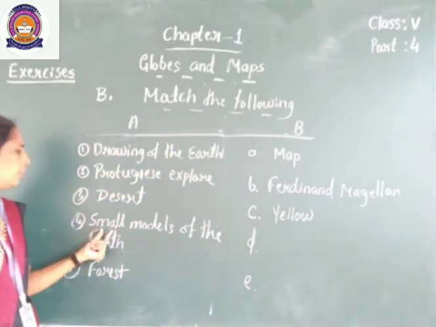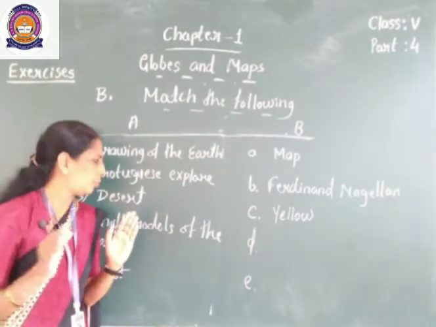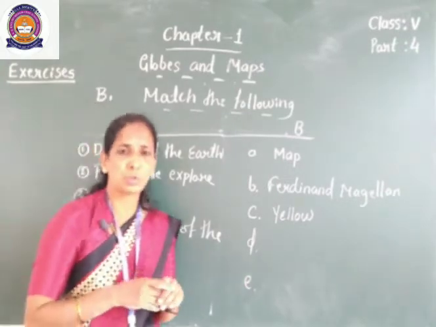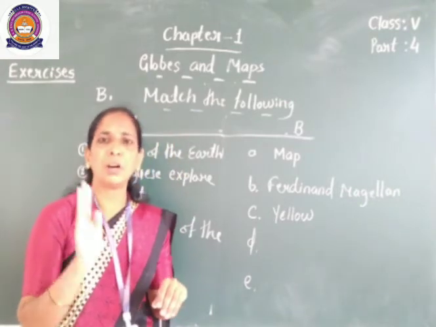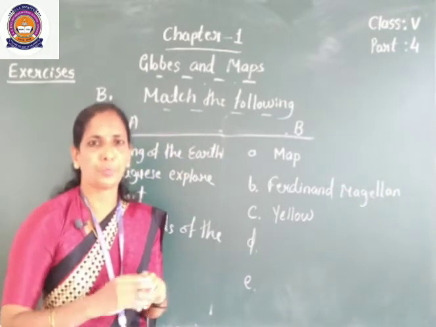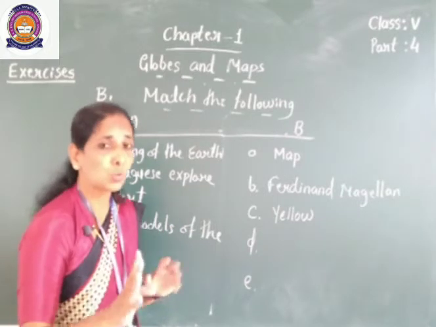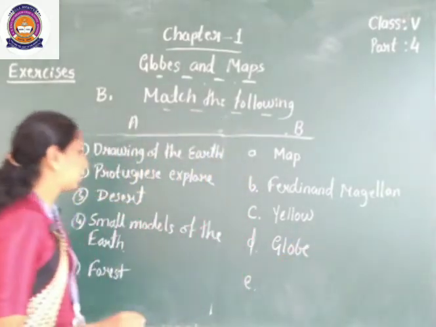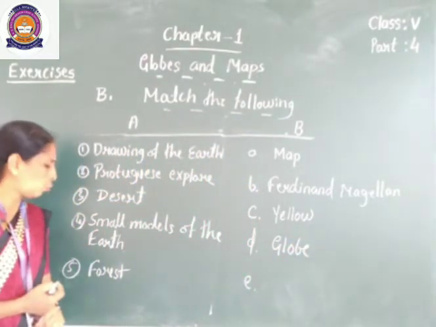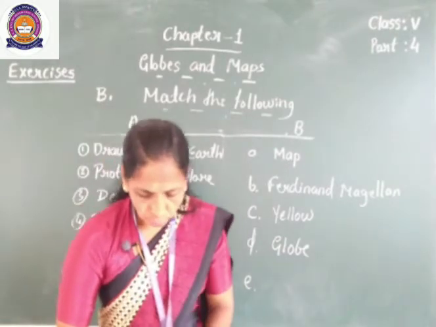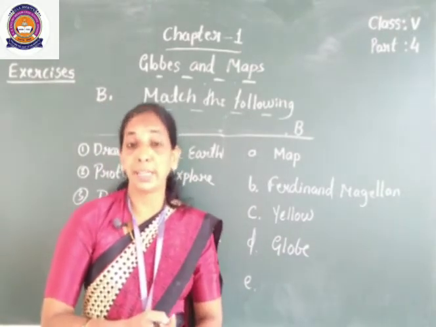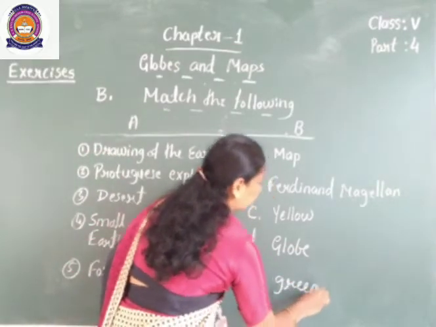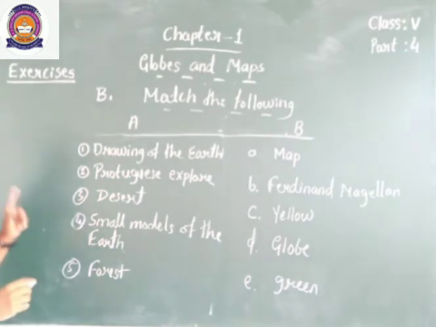And next you see here, small models of the earth. You know students, a model of the earth is known as a globe. Model of the earth is known as what? Globe. The answer is globe. So next is forest. Forests are green in color. So which color is this? Green. Okay.